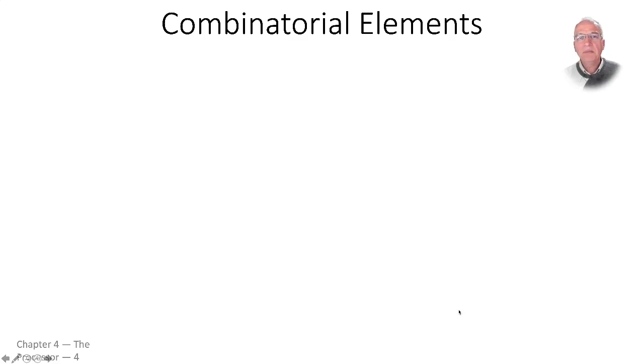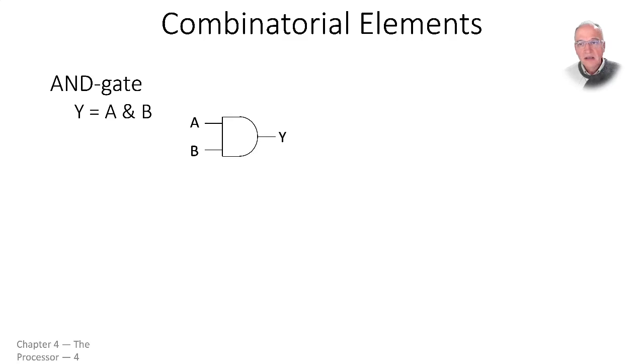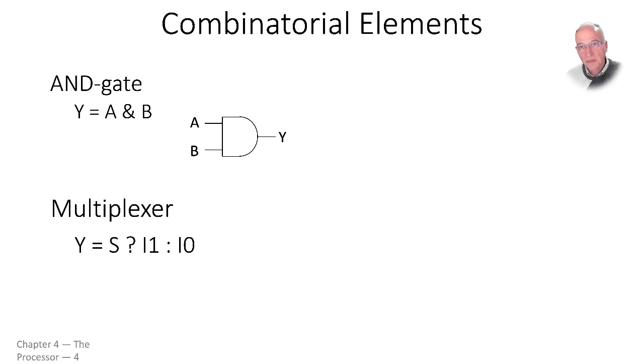So there are several elements in the design of a circuit that are known as combinatorial elements. One example is the AND gate. If I have two wires, an A wire and a B wire, and I provide those as input to the AND gate, the output will be the AND function of the two inputs. That's a combinatorial circuit.